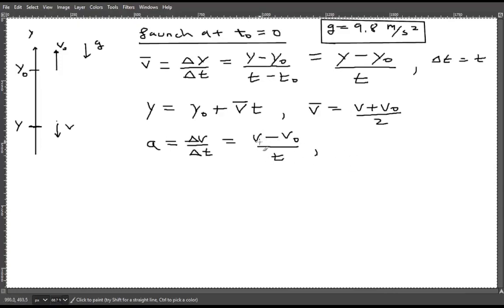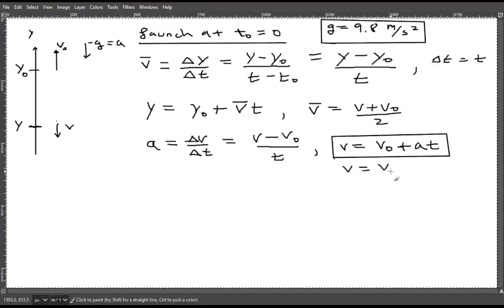Here we're going to solve for the final velocity in terms of the acceleration. So the final velocity is equal to whatever the initial velocity was plus the acceleration times time. And in this particular case, the acceleration is due to gravity, and it's minus g. Minus because it's pointing down. So in this particular case, our velocity is going to be v = v0 - g t, because the acceleration is minus g.